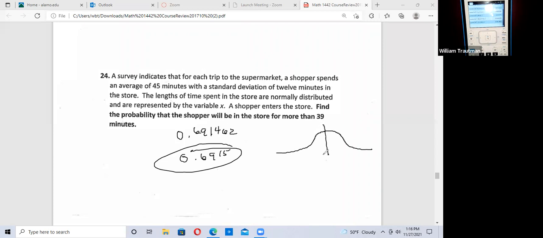And that was the normal curve. Once again, we went all the way to 99, more than 39 minutes. 39 minutes was somewhere around here. And we found this z-score to be negative 0.5. We use this as the lower, and we use this as the upper when we did menu 552. Okay. Question 25.